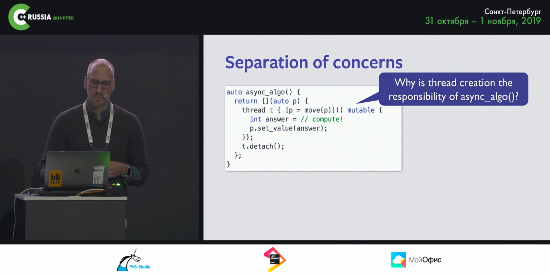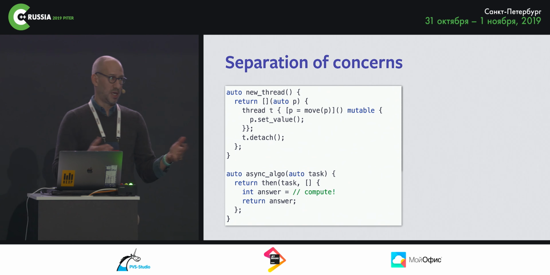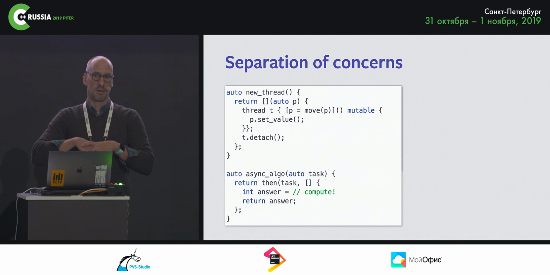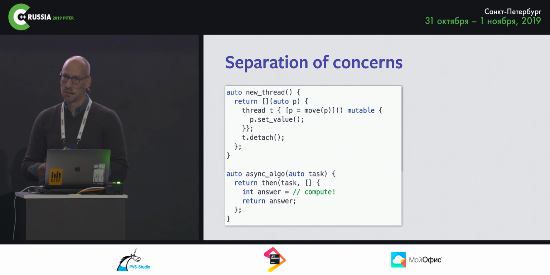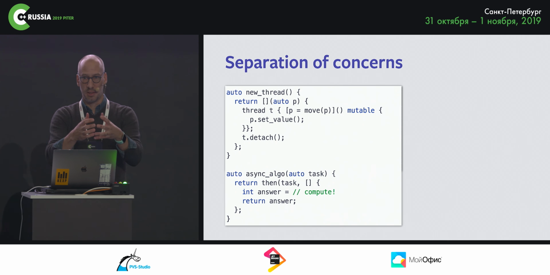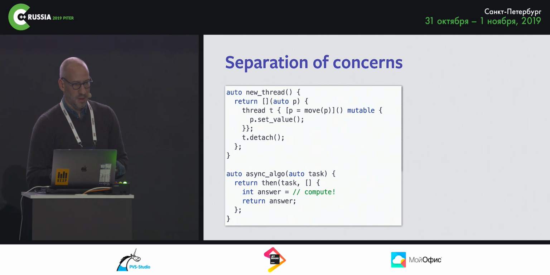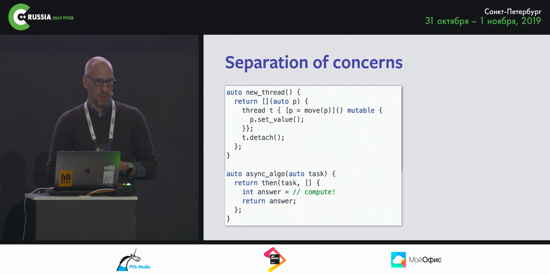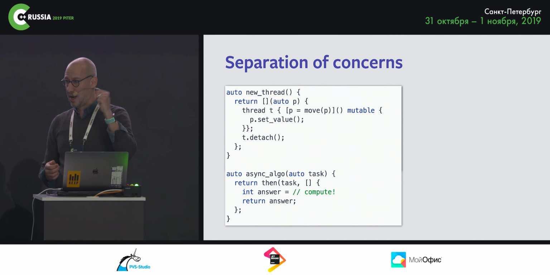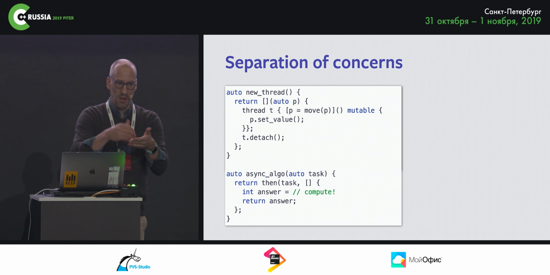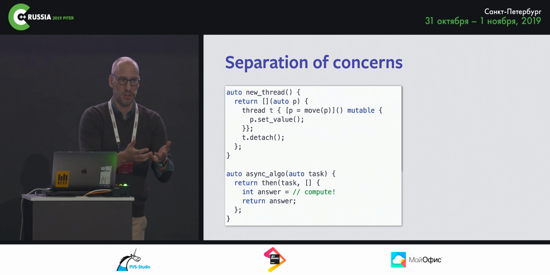So let's factor it out. Let's create a function called newThread, and it returns a lazy future. And all it does is launches a thread and then immediately completes by calling setValue on the passed-in promise. That's it. Its sole responsibility is to create some sort of an execution context and then complete immediately within that execution context. And now we change our asynchronous algorithm to accept a lazy future. This is like the predecessor operation. And I use our generic then function to chain work. The body of my algorithm is now a continuation on this predecessor operation that the user is going to pass in.